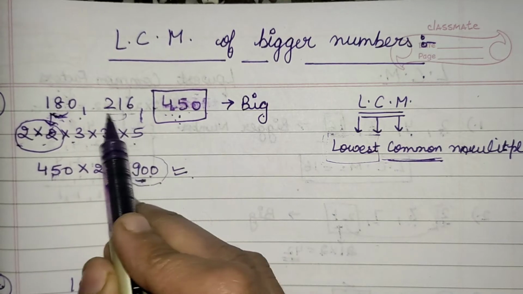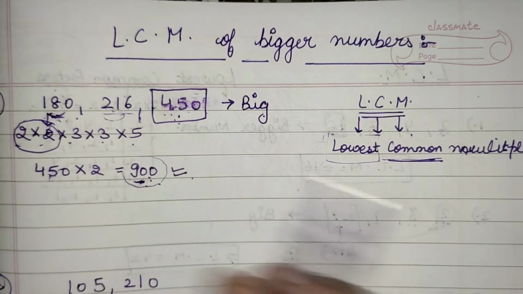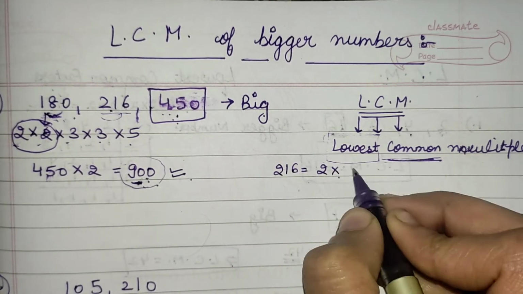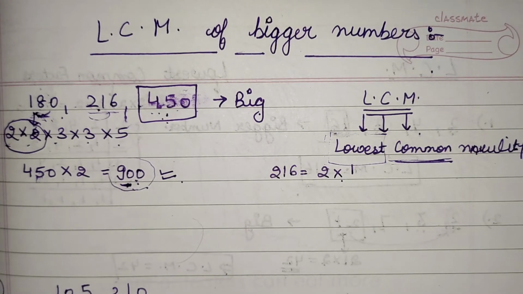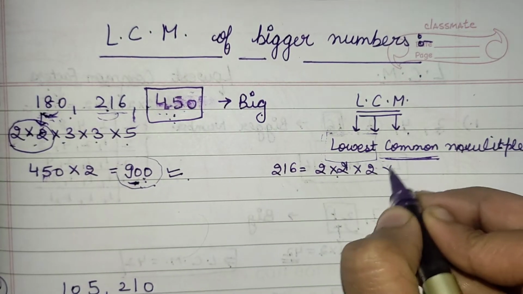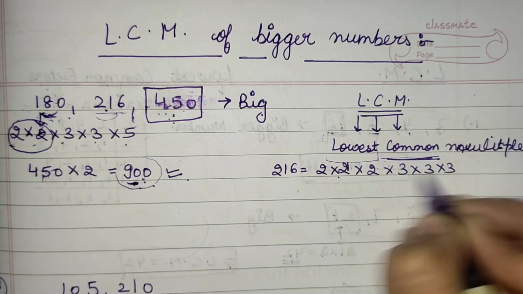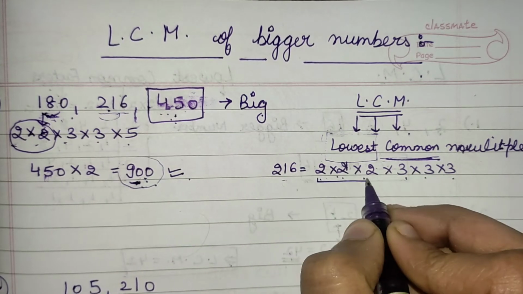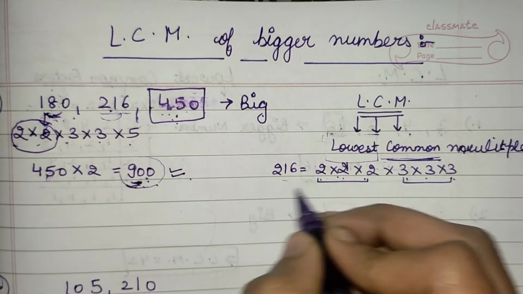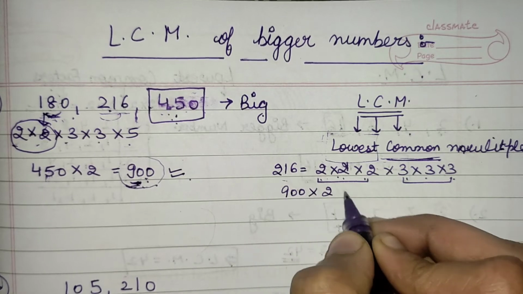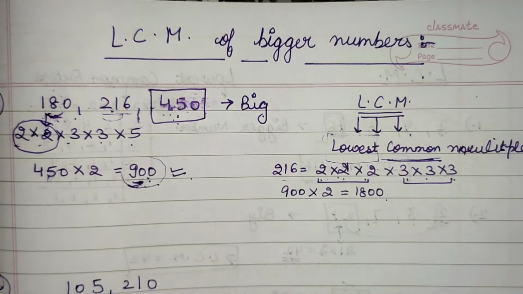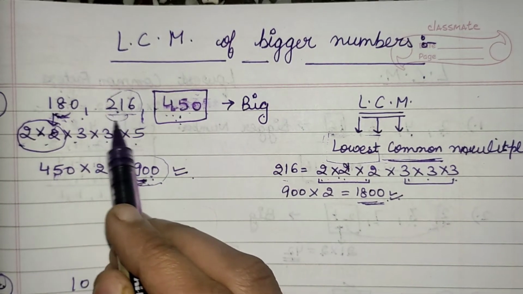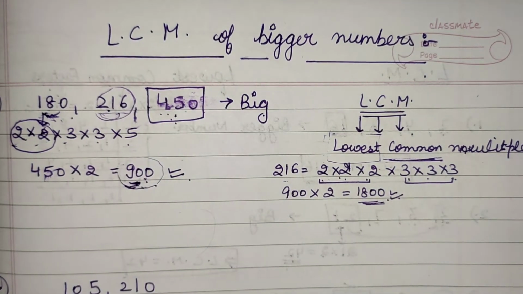So 900 is divisible by 180. Next, check it with 216. Is 900 divisible by 216? No. So this time we will write down the factors of 216. The factors of 216 will be 2 into 2 into 2 into 3 into 3 into 3. Now I will multiply my 900 by 2, which will be equal to 1800. Let us check whether 1800 is divisible by 216. No, it is not divisible.